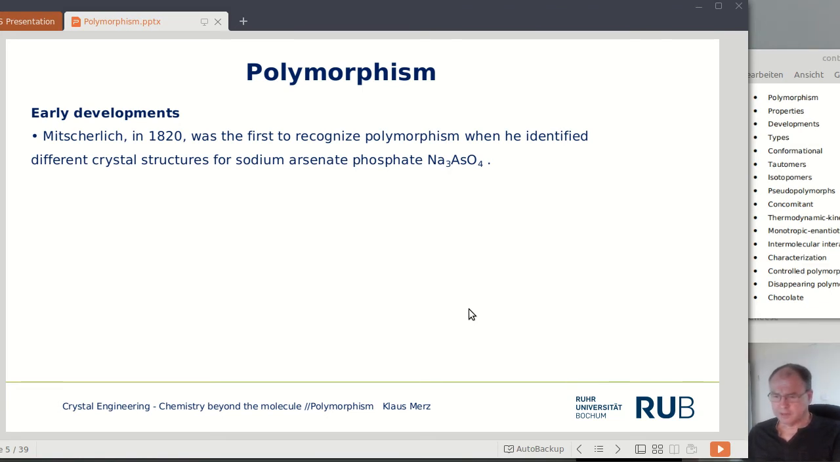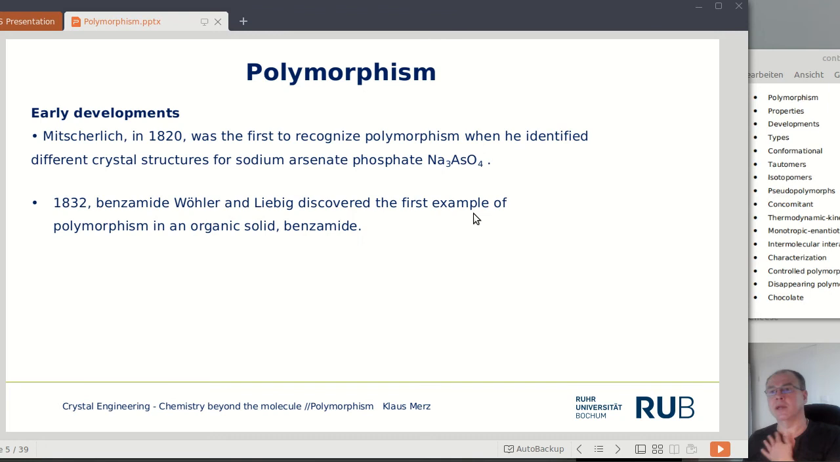And he obtained different polymorphs of arsenates and phosphates. If you switch from arsenic to phosphorus, you get the same compounds. Very often, by the way, if you switch from phosphorus to arsenic, in elements or compounds, you will find the same polymorphic behavior and general structures, the crystal structure very often. This was in the beginning of the 19th century.